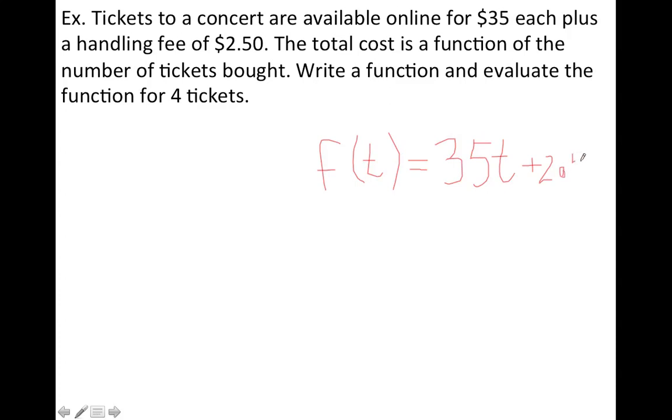Now they tell us that we're going to buy 4 tickets, so this is easy to solve. Wherever we see a t, we replace it with 4 to figure out the total cost of our tickets. So when you plug in 4 for t, we get $142.50. Again, when we buy 4 tickets, it will cost us $142.50.